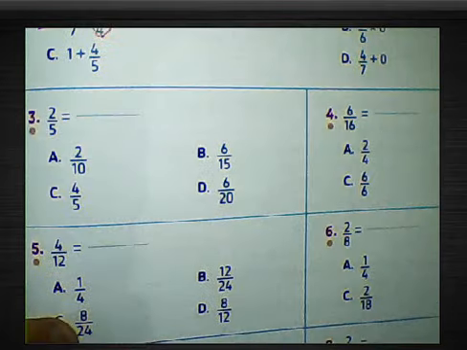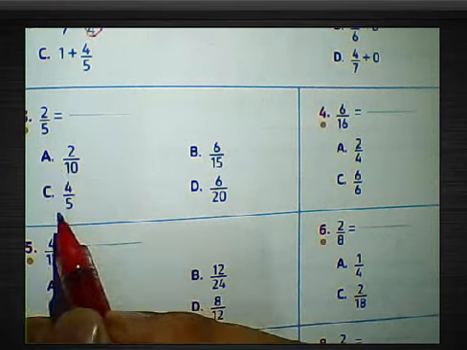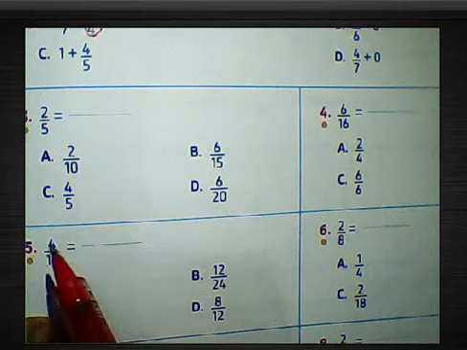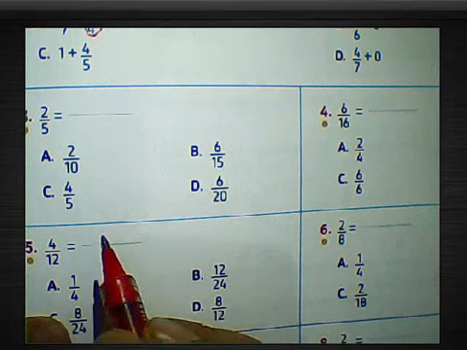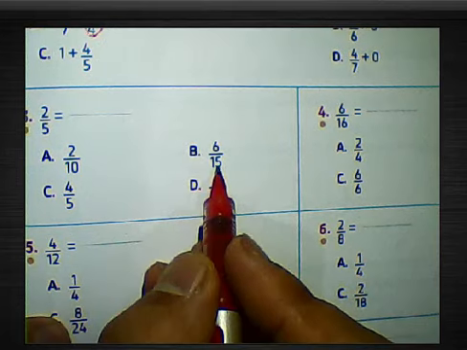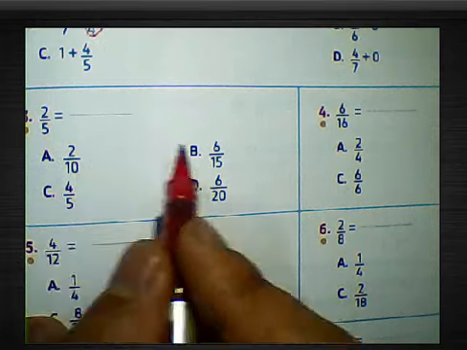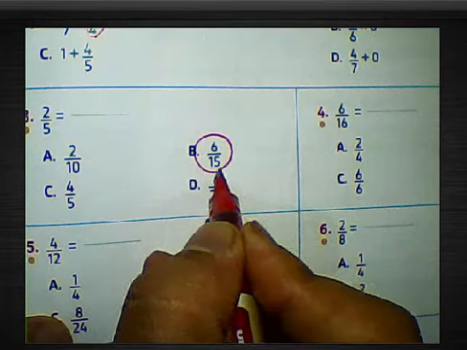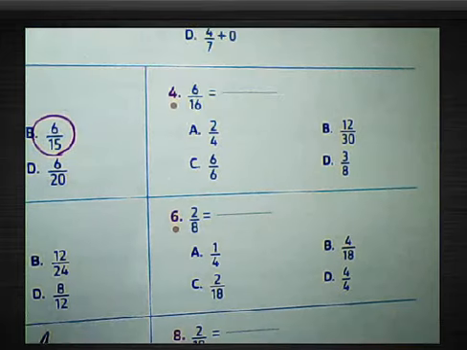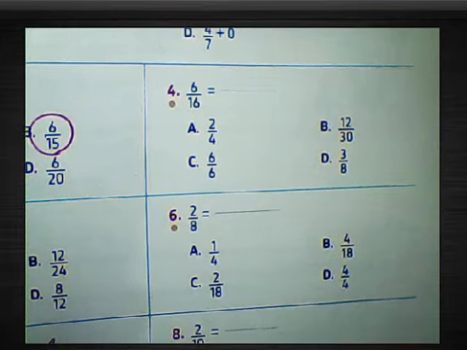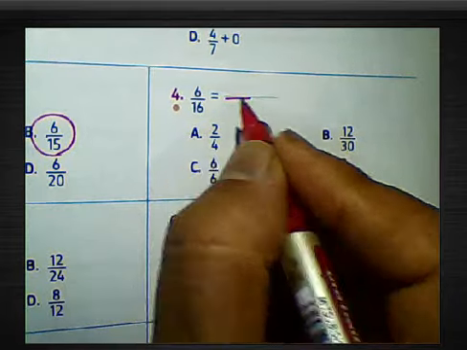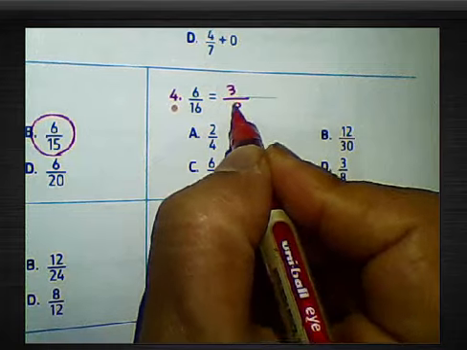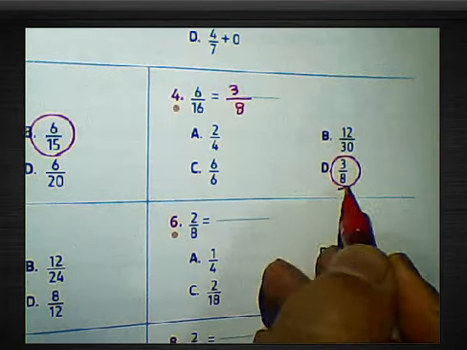Question number 3. 2 over 5 equals blank. We want to find the equivalent fraction of 2 over 5. 2 times 2 equals 4, 2 times 5 equals 10. So we must choose 4 over 10. We don't have 4 over 10 here. Okay, about 6 over 15, it's true because 2 times 3 equals 6 and 3 times 5 equals 15. Choose letter B. And 6 over 16, we can simplify it by dividing by 2. 6 divided by 2 equals 3, and 16 divided by 2 equals 8. 3 over 8, we must choose letter D.